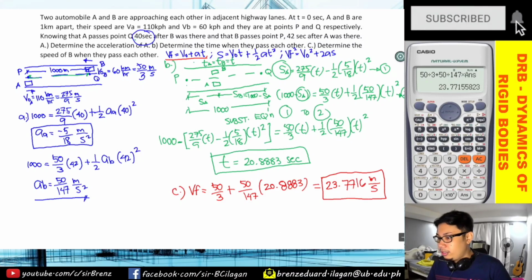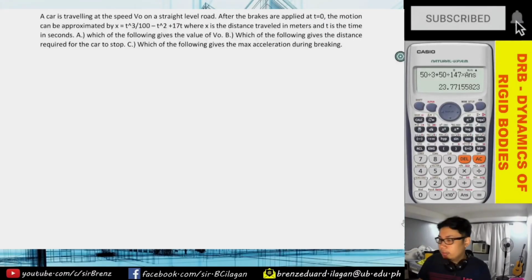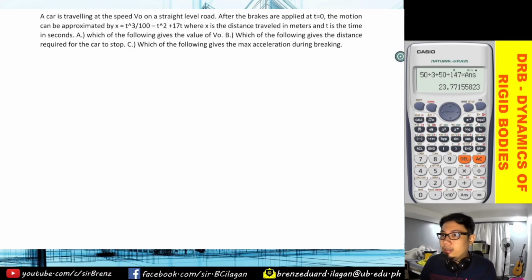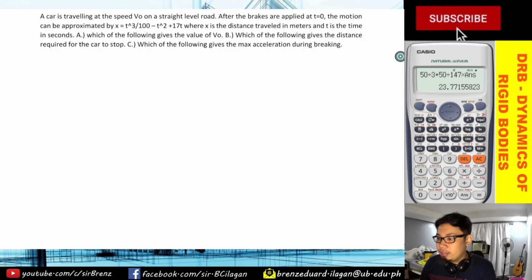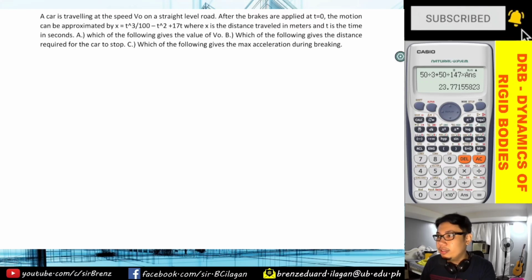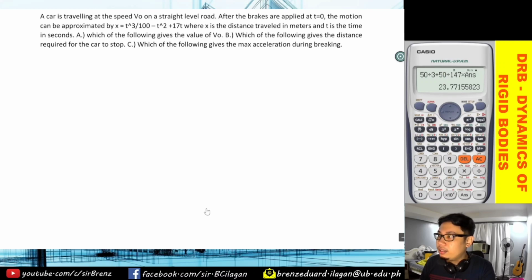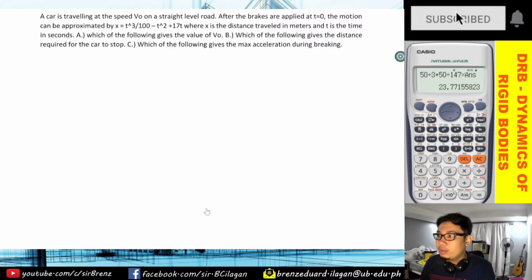Okay, so let's proceed with the next problem. Okay guys, last problem. So this is under the category of, ang tawag nga dito? So variable acceleration motion. So basahin ulit natin yung problem. So a car is traveling at the speed of initial velocity on a straight level road. After the brakes are applied at t is equals to 0, the motion can be approximated by x is equals to t cubed over 100 minus t squared plus 17t, where x is the distance traveled in meters and t is the time in seconds.